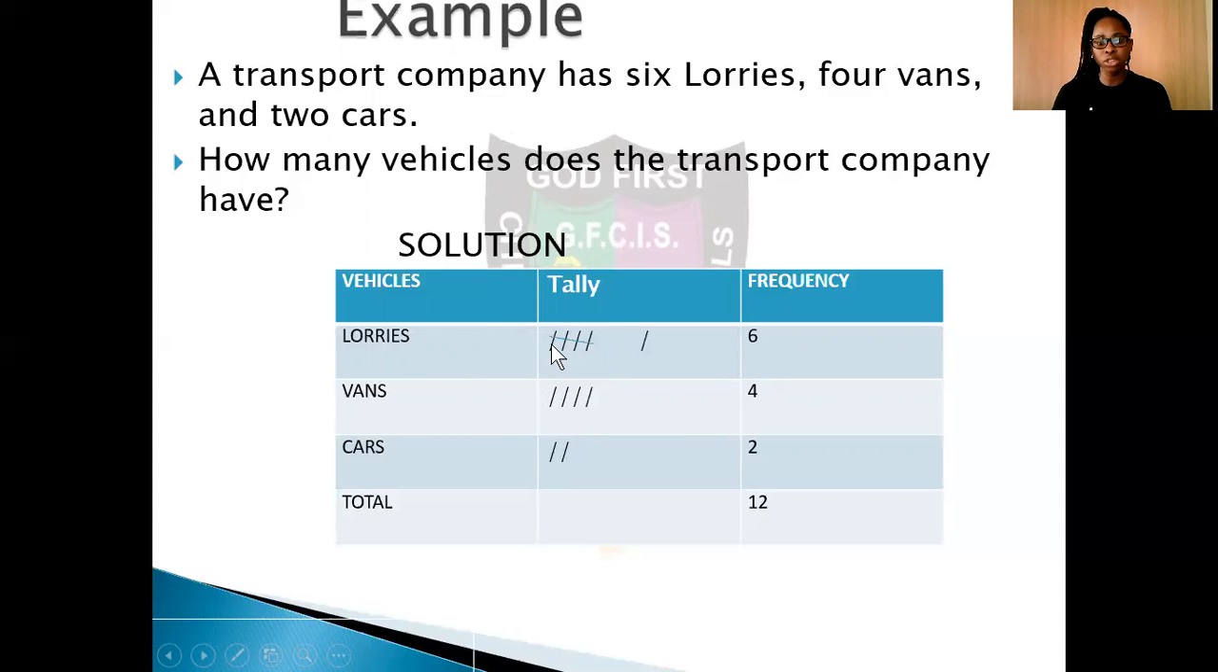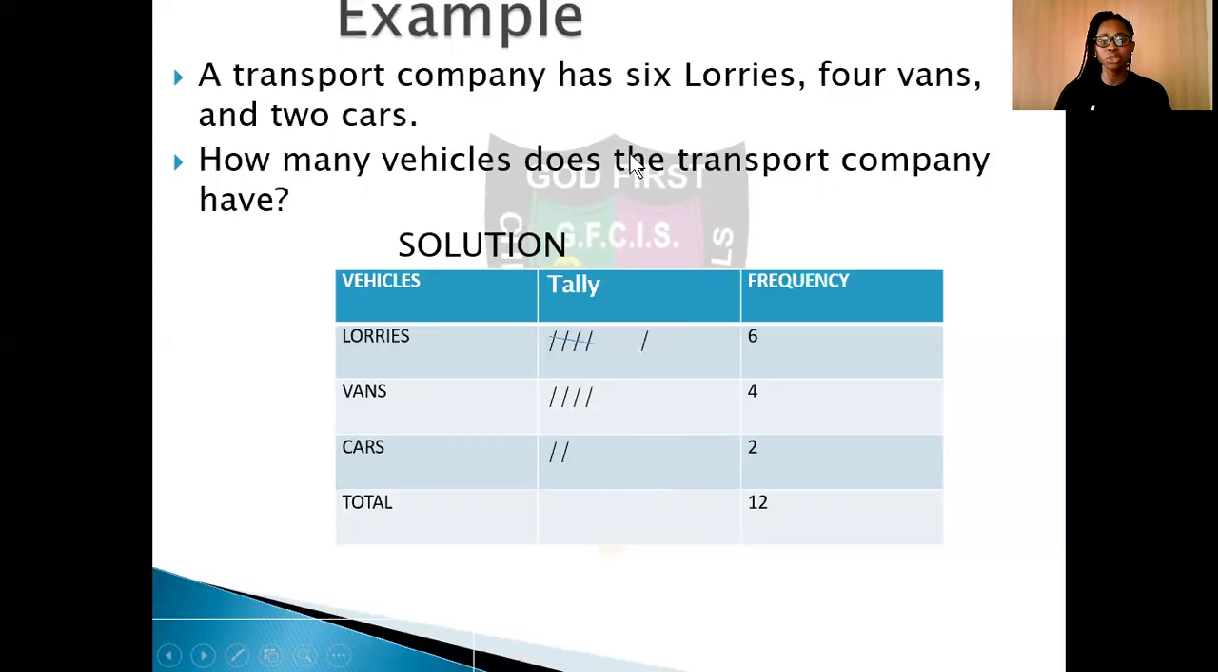This is 1, 2, 3, 4. The 5th one will cross it to make it 5. You start again with 1 stroke to make it 6. This one is 4 strokes, you put down 4 strokes. This is 2, you put down 2. And the total is 6 plus 4 plus 2, which equals 12.